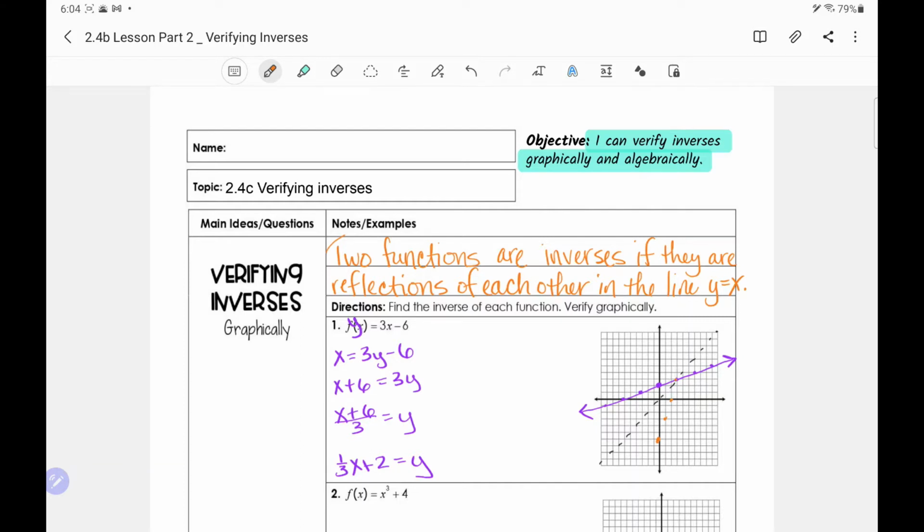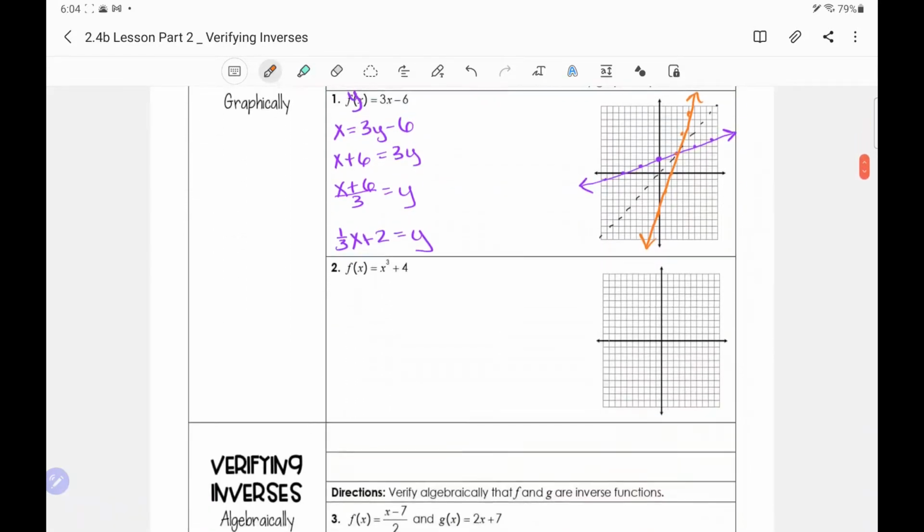Up 3 over 1. And sometimes it's actually a little bit hard to see when the graph is so small, the coordinate plane is small. But can you tell, if you look at that black dotted line, that if you were to flip the orange line across the dotted line, you would get the purple one, and vice versa? That's how we know that these are inverse functions. Let's go to number 2.